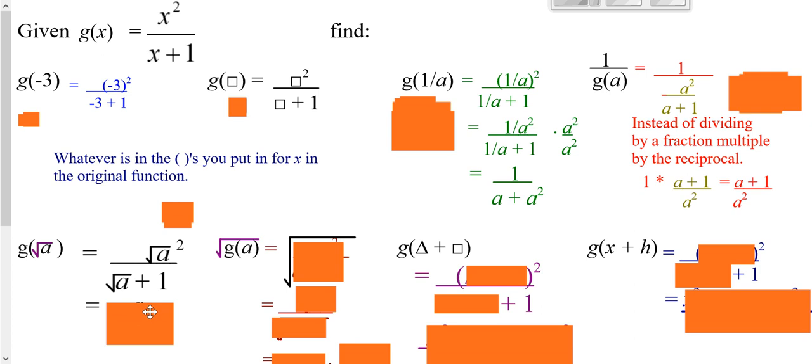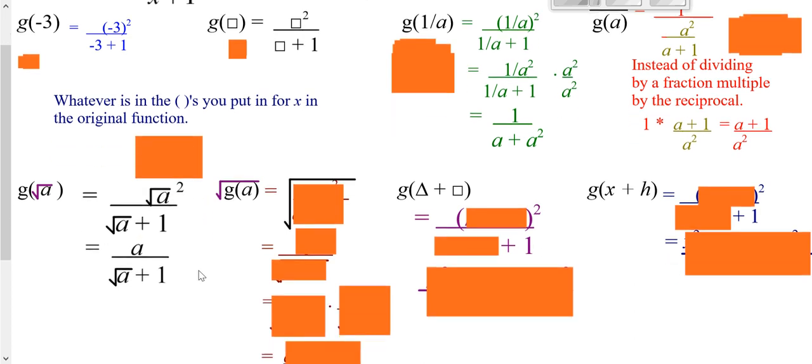My a and my square root cancel each other out. The bottom I can't do anything with. Now I could go ahead and get the root out of the bottom by multiplying the top and bottom by the conjugate. There'd be nothing wrong with doing that, and probably what you should do when you get to your homework.